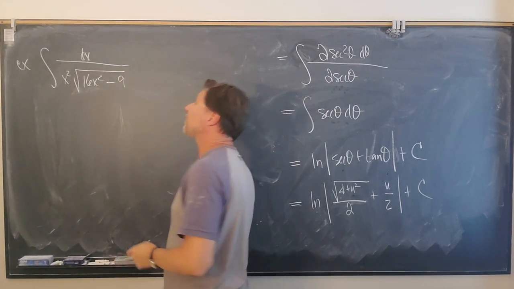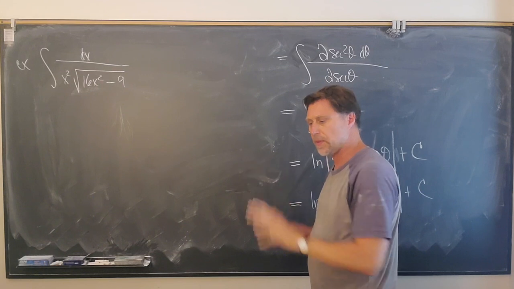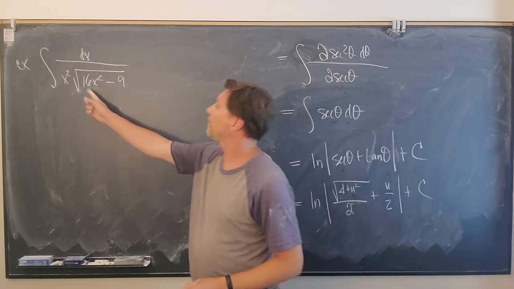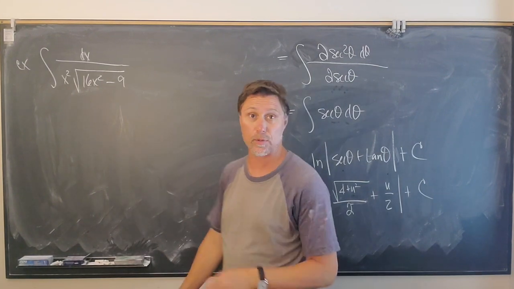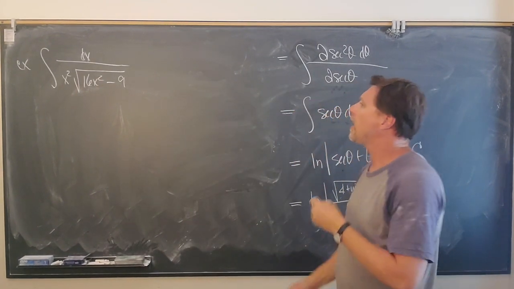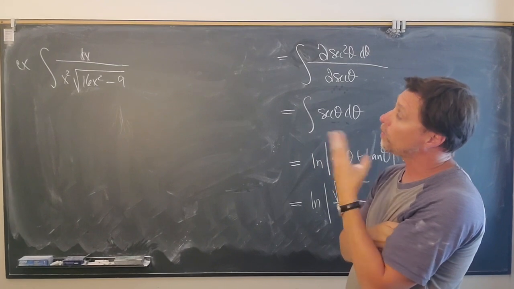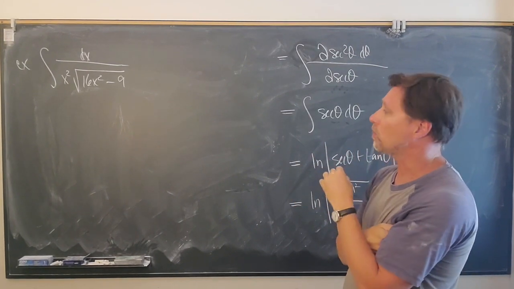Okay, so what's different about this one versus the previous ones? Now we have a 16 as the coefficient on the x squared, right? In all the other previous examples, we just had a 1. So we need to handle that, and there's a couple different ways to handle it. One way to handle it is just to factor the 16 out.